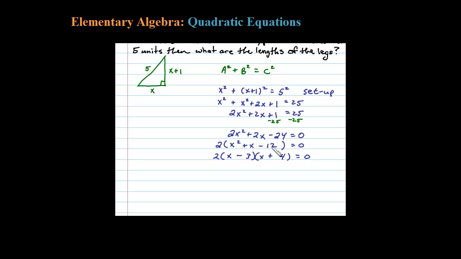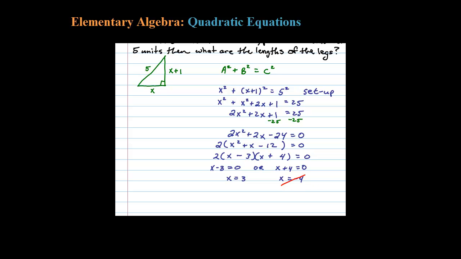Once it's factored correctly, you then set each variable factor equal to 0. So either x minus 3 equals 0 or x plus 4 equals 0. This tells me x could be equal to 3 or x could be equal to negative 4. Now it doesn't quite make sense in this problem to say one of the legs is negative 4 units long, so I'm just going to go ahead and throw that answer away.